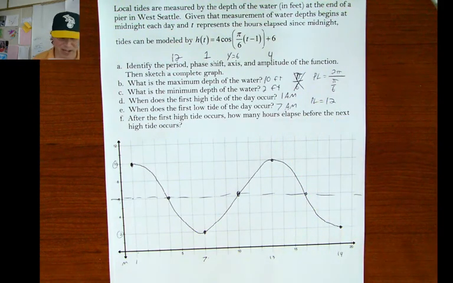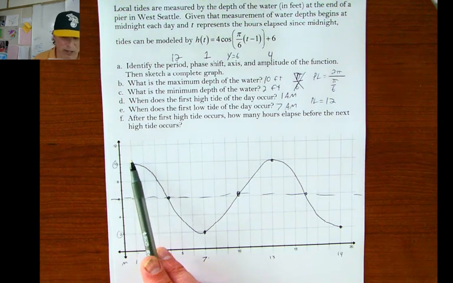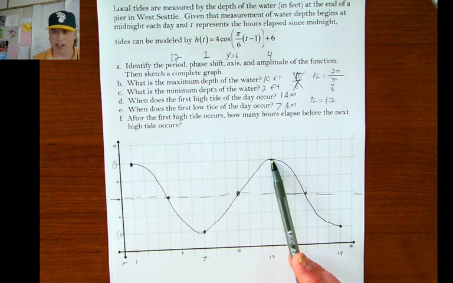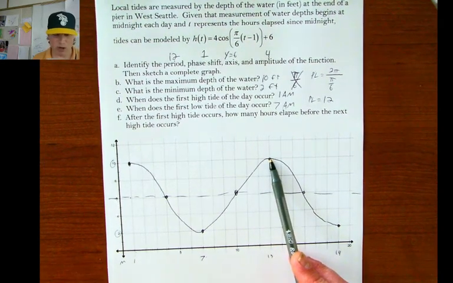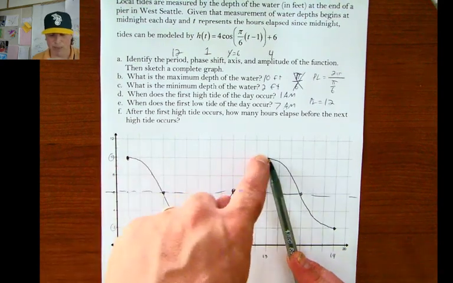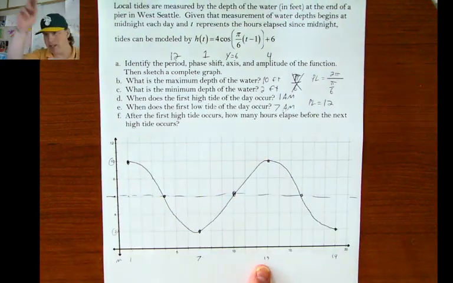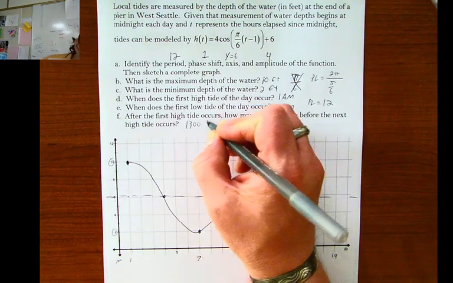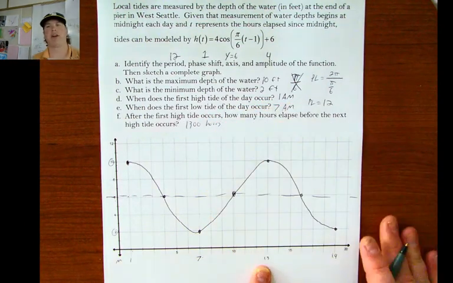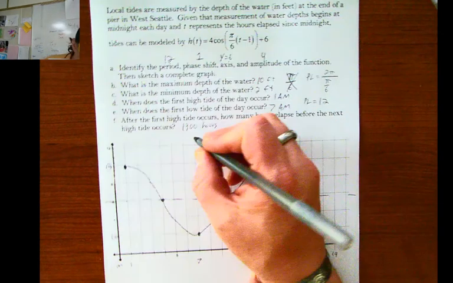After the first high tide occurs, how many hours elapse before the next high tide occurs? Well, the period length was 12, so 12 hours after 1 a.m. If you're talking military time, you could say 1300 hours, but if you're just talking normal AM, PM time, 1 p.m.